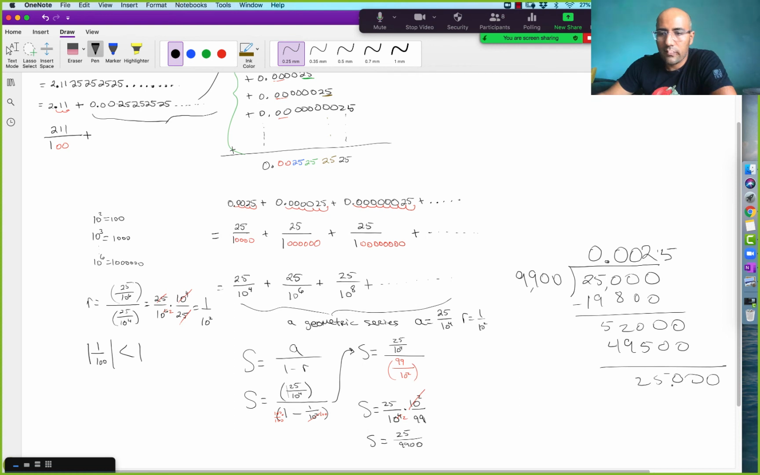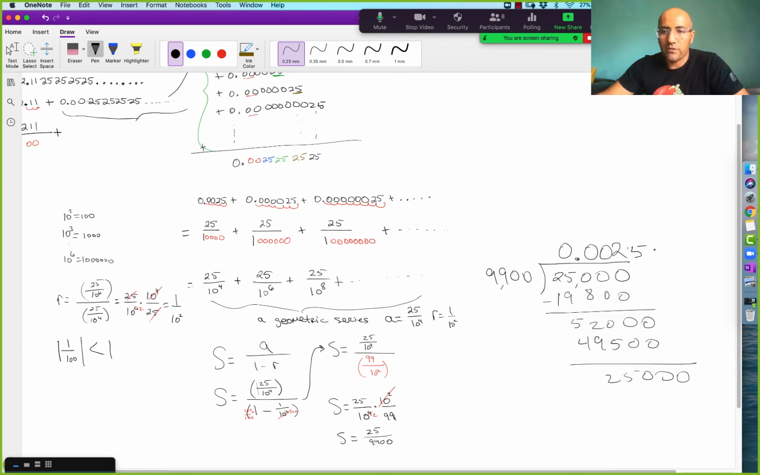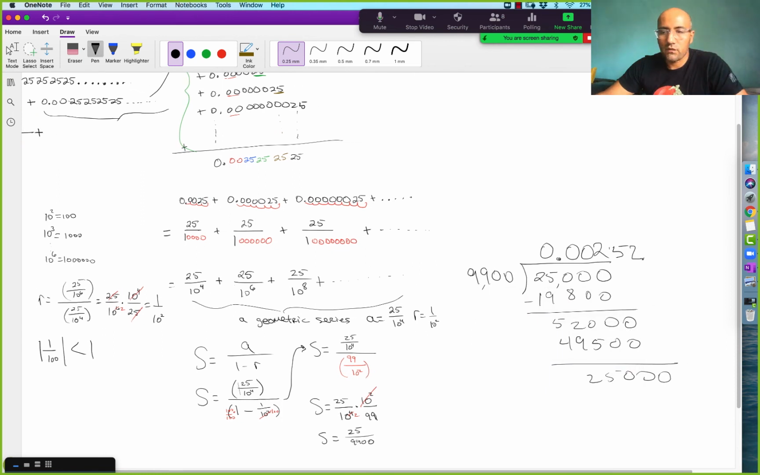Add a 0. Oh, and so you see how you end up in this pattern? You'll get a 2 there, and then you'll get 19,800, and then you'll get the 5,2,0,0,0, and then you'll get a 5, and then you'll get a 2, and then you'll get a 5, and then you'll get a 2, and you're just stuck in this repeating pattern. Good. So this fraction gives you this decimal that repeats itself, 0, 0, and then 2, 5, 2, 5, 2, 5, 2, 5, forever.